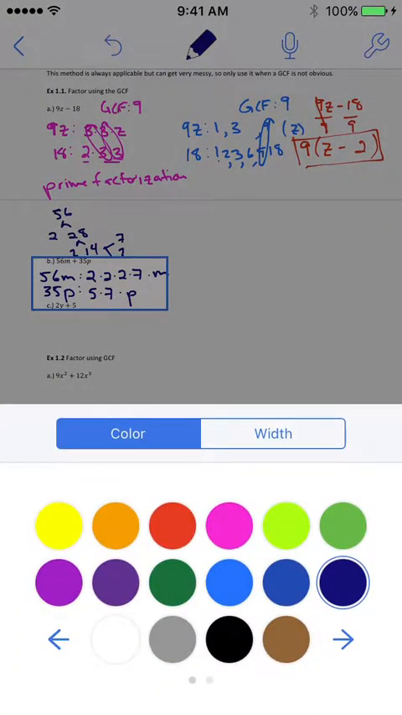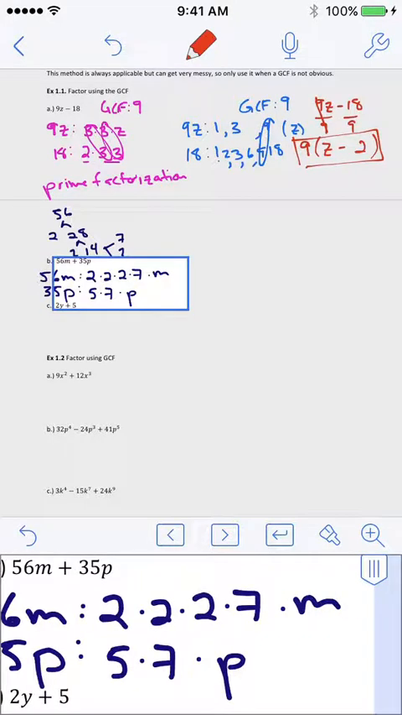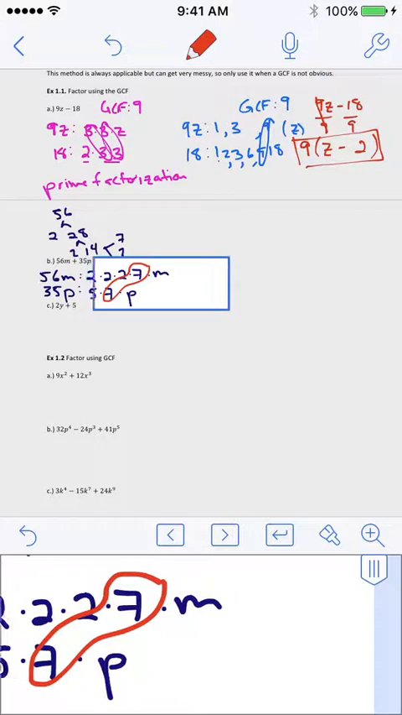Fantastic. So those are the prime factorizations. Now I will circle what they have in common. Well, 35 doesn't have any 2's, which brings a lot out. 56 doesn't have any 5's. They do share a 7, and one has an m and one has a p. So it looks like they don't have a lot in common, but they do have something in common.